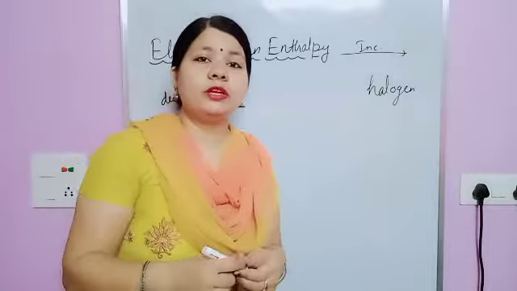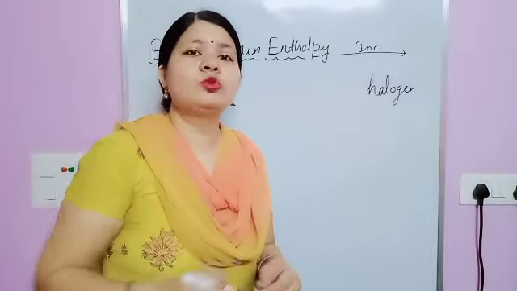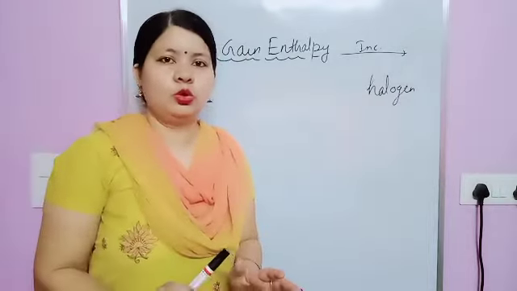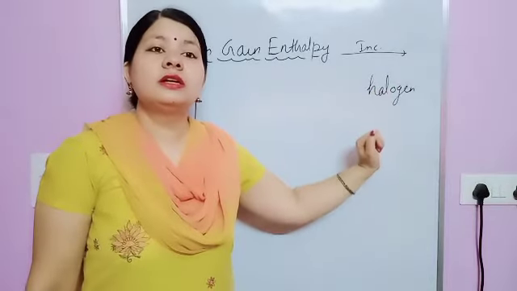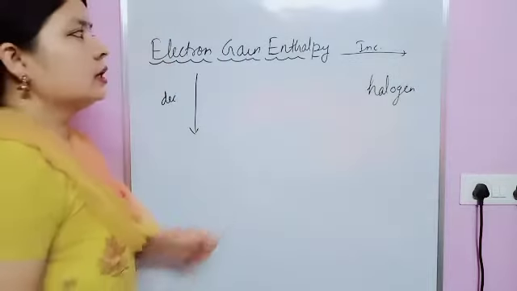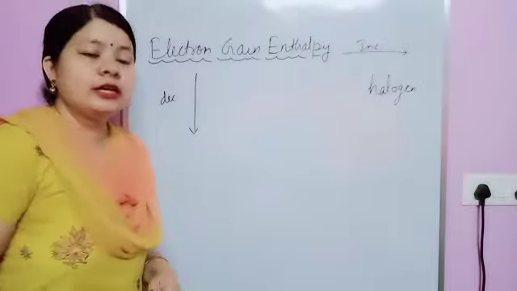Now remember one thing: whenever we are talking about periodic trends, that is up to the 17th group only, we will not count the 18th group. For some of these properties we generally do not count the 18th group. The reason is that their octet is already completed. Now just see, down the group it decreases, across the period it increases.